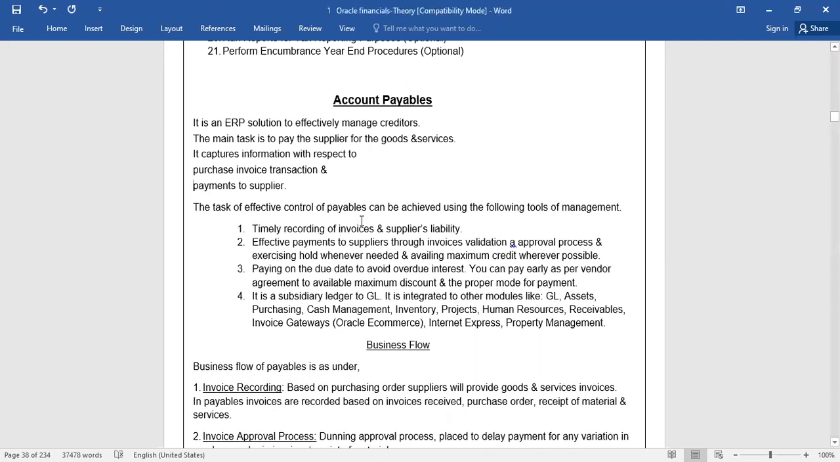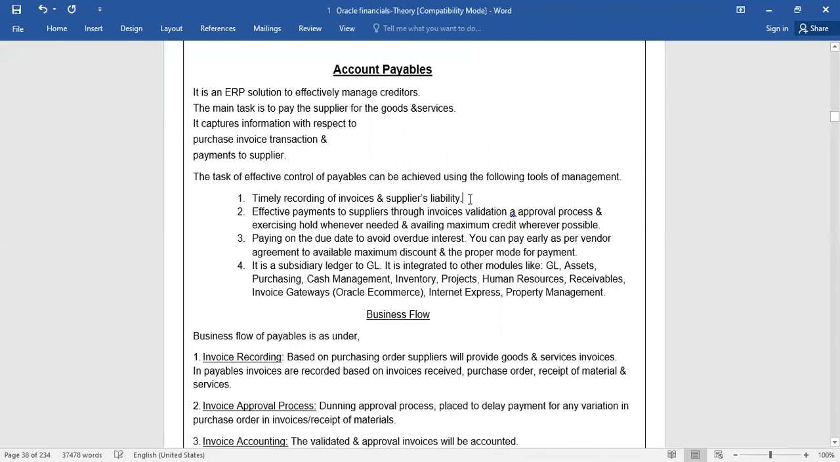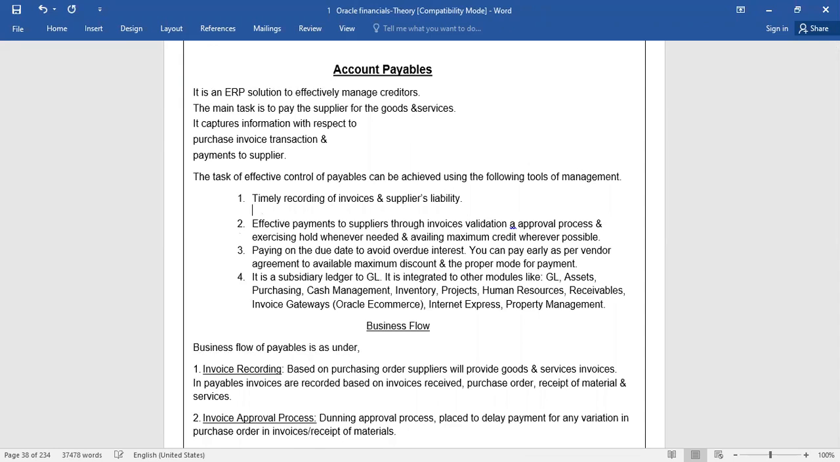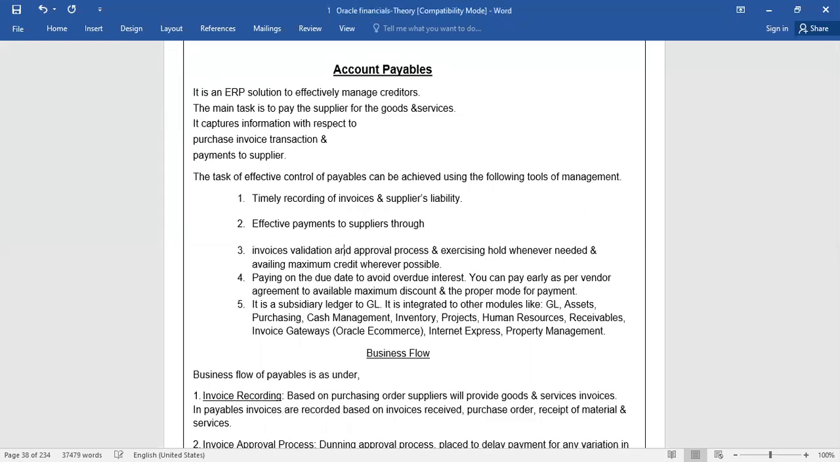The task of effective control of payables can be achieved through the following tools: timely recording. Yes, if you record on time, you can pay without a penalty. Then effective payments to suppliers through invoice validation and approval process.